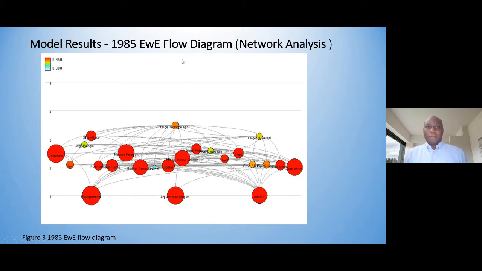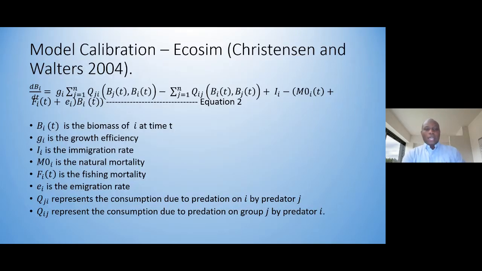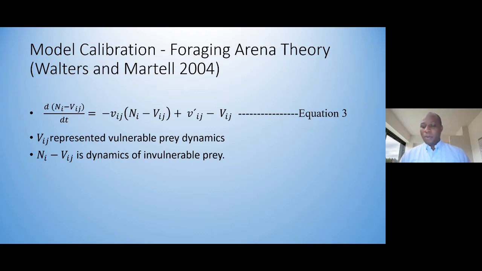This is the Ecopath with Ecosim flow diagram, which is the snapshot of the ecosystem in 1985. So I was simulating what the ecosystem looked like potentially in 1985. And then once I had the parameterized model, I promoted that into Ecosim, where I added information about environment and fishing, and also predator-prey interactions based on foraging arena theory, where dynamics of vulnerable and invulnerable prey is important in achieving dynamics within the system.